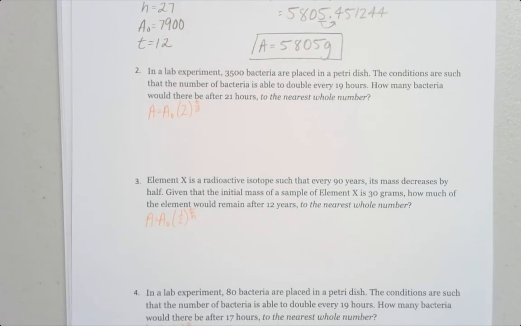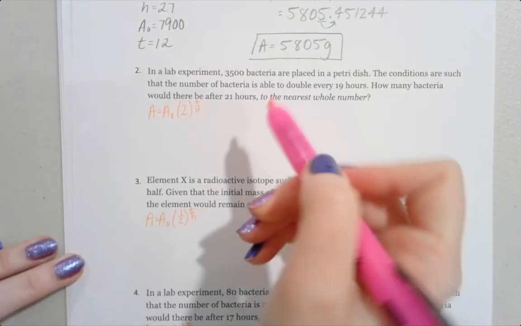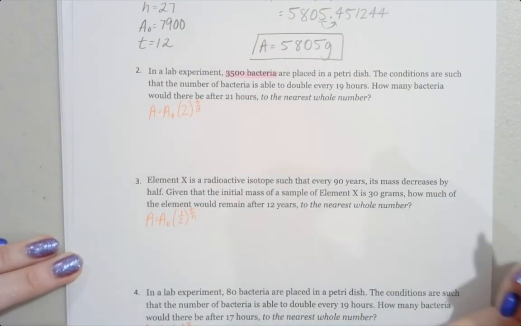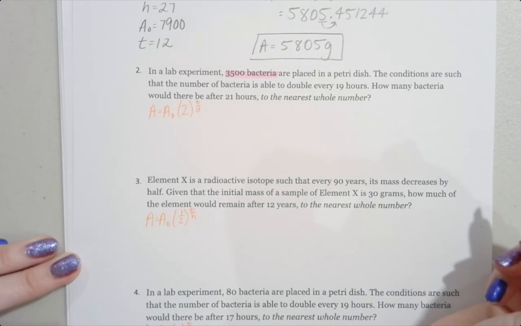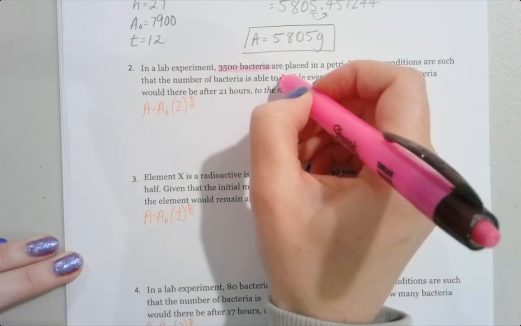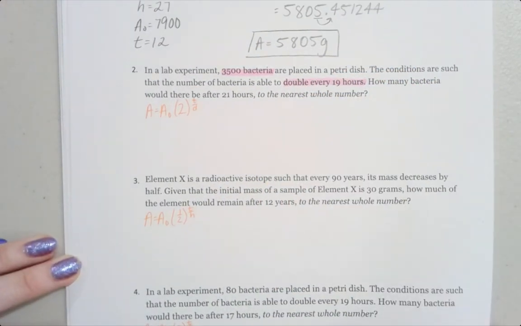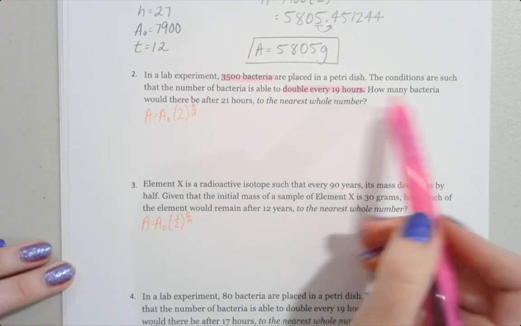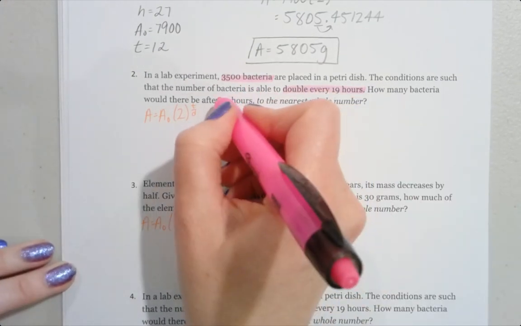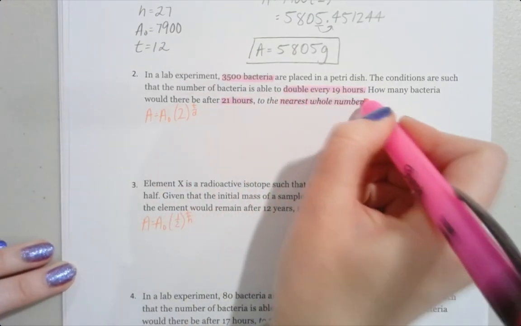All right, example number 2. In a lab experiment, 3,500 bacteria are placed into a petri dish. The conditions are such that the number of bacteria is able to double every 19 hours. Okay, so doubling time is what I'm going to use. How many bacteria are going to be there after 21 hours? Round to the nearest whole number.